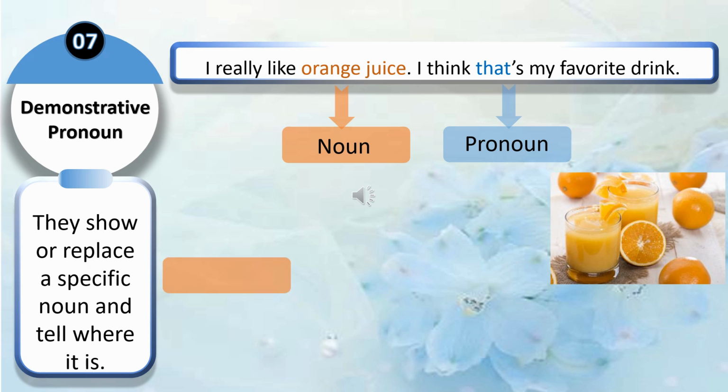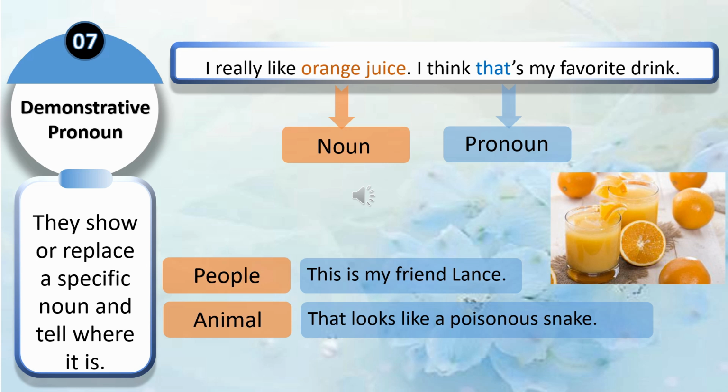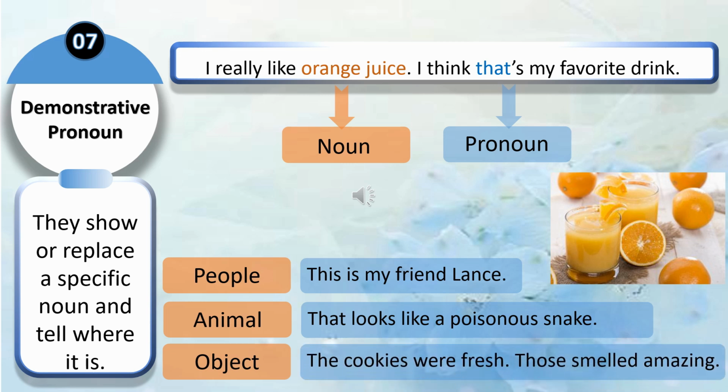Here are some examples. This is my friend Lance. This replaces a person, Lance, who is nearby. That looks like a poisonous snake. That replaces an animal, snake, at a distance. These are my favorite books. These replaces objects, books, close to the speaker. The cookies were fresh. Those smelled amazing. Those refers back to the things, cookies, previously mentioned, indicating they are farther away.